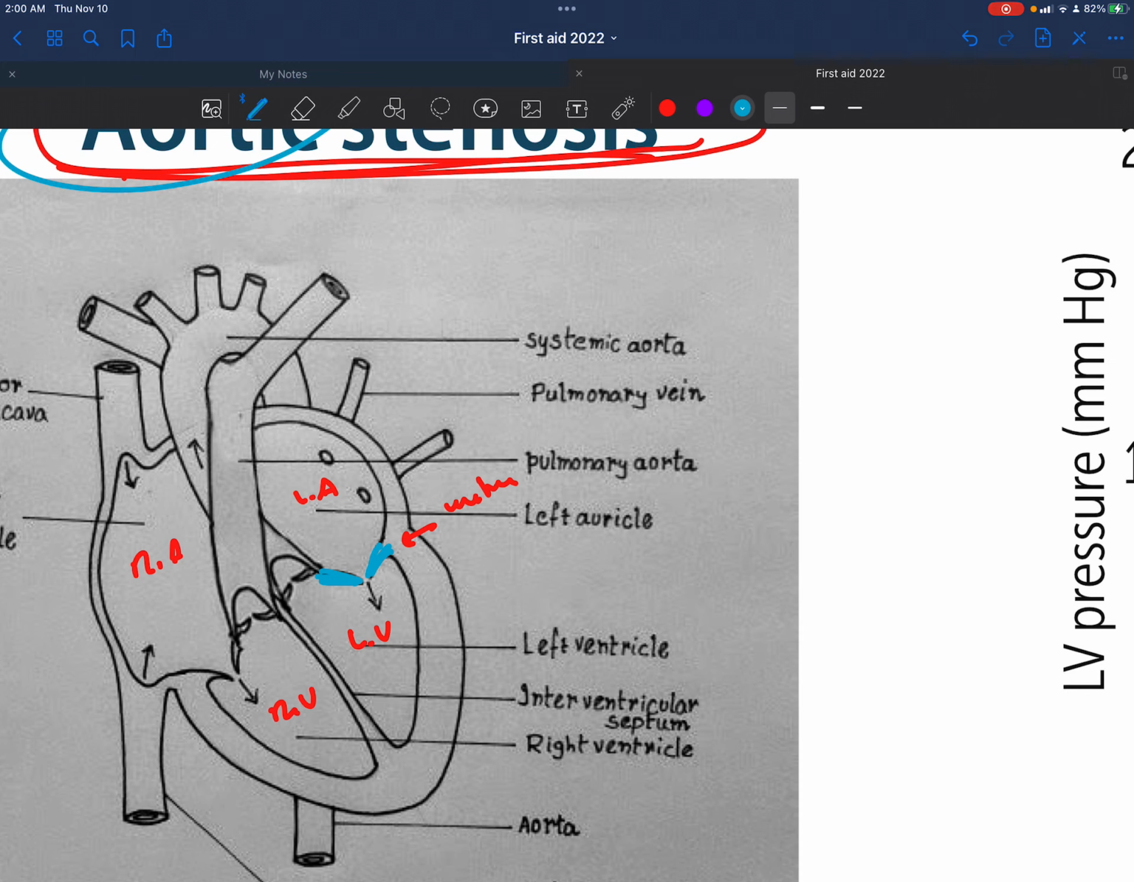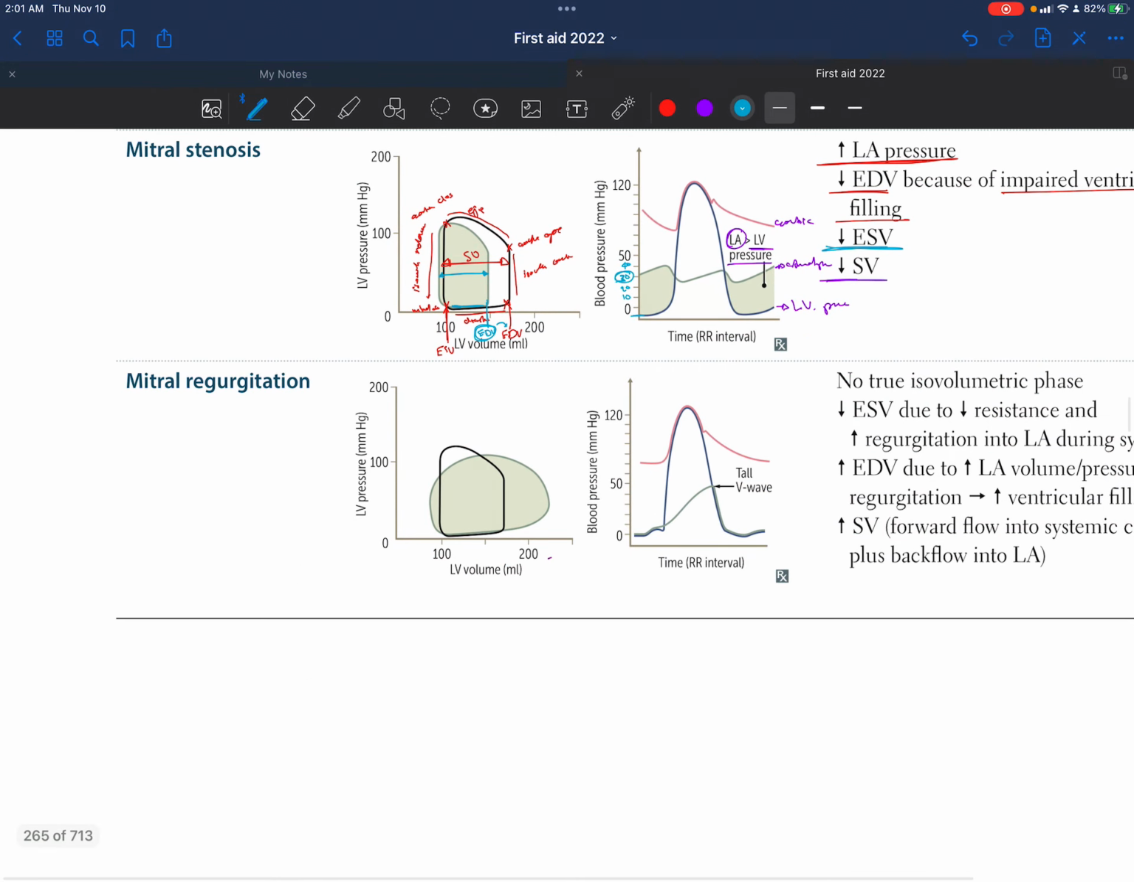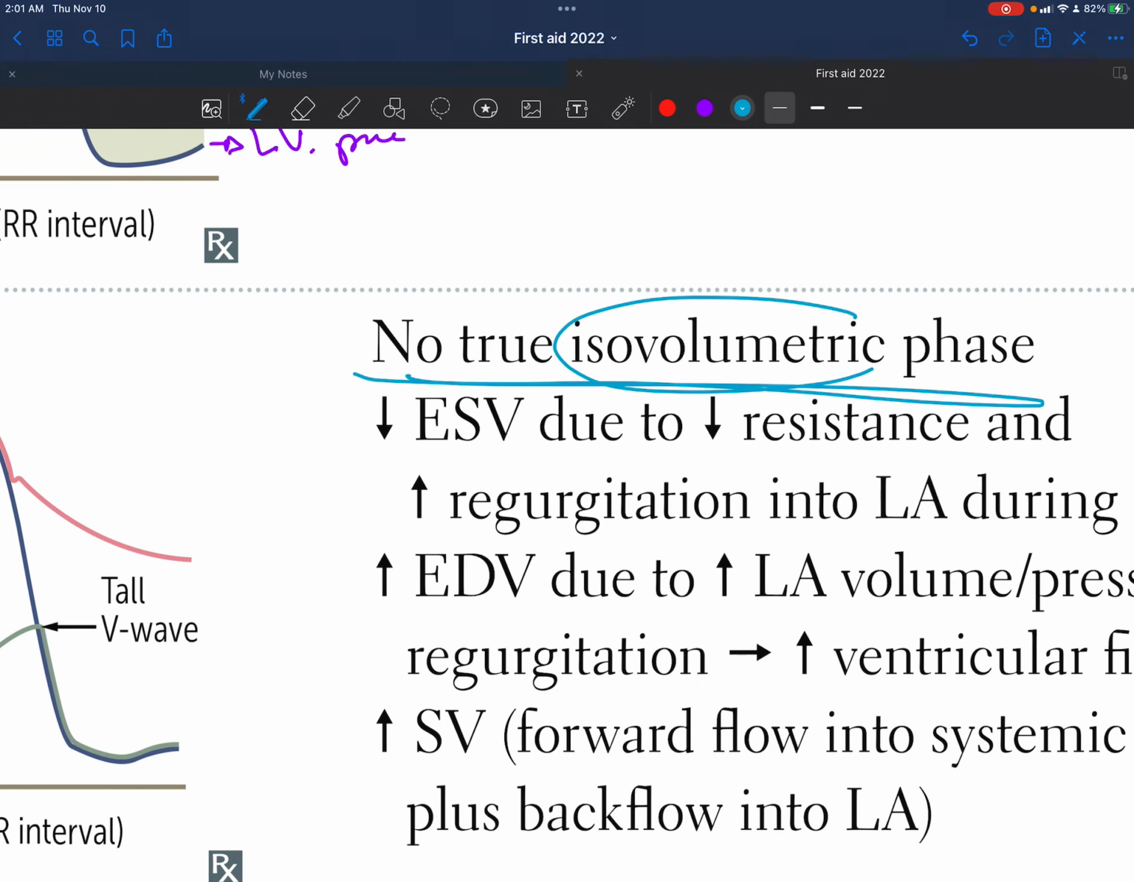So that means there's no time that we are going to face both of these valves closed, which means we are going to lose the isovolumetric contraction and isovolumetric relaxation, because the concept behind the isovolumetric contraction and relaxation is to have both of these valves closed at the same time. So there is no change in volume, but we are not going to have that. So we are basically losing the isovolumetric phase, whether it's relaxation or contraction, we're just losing that phase.